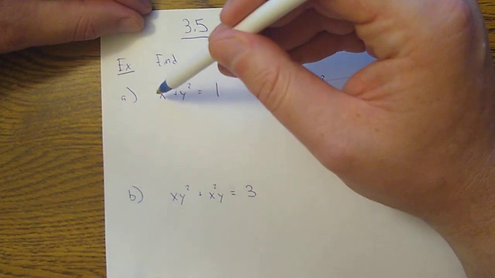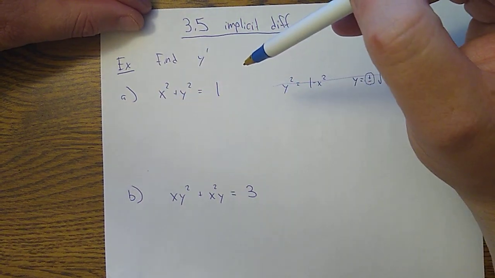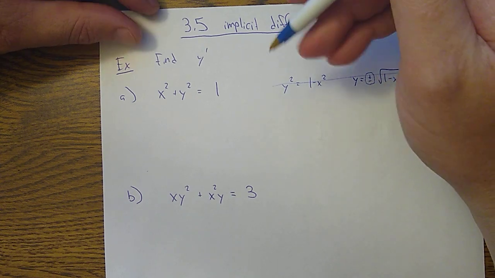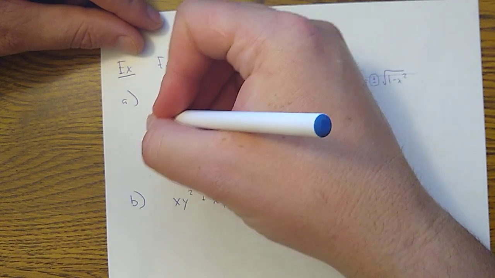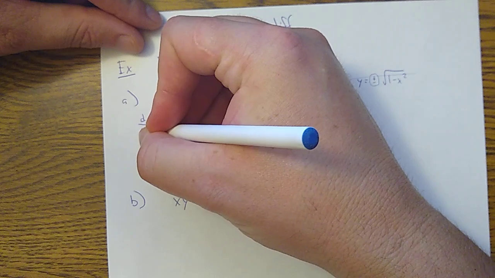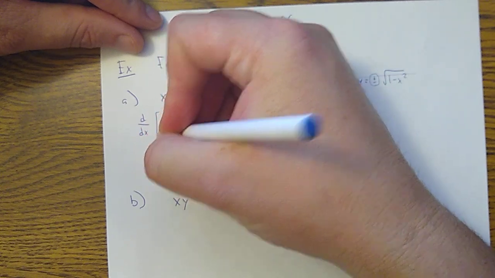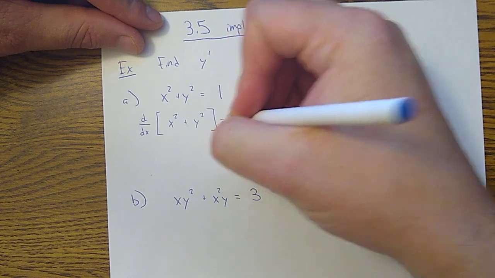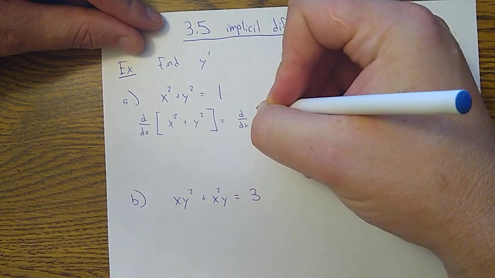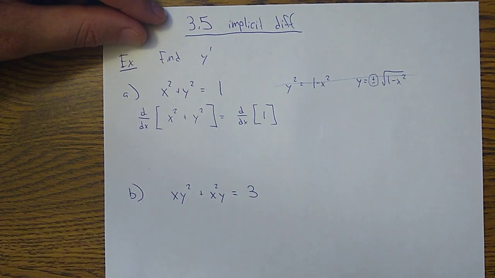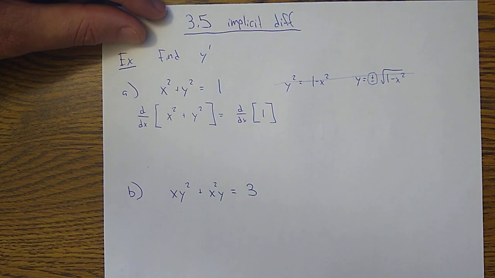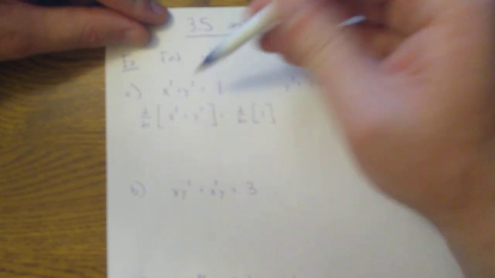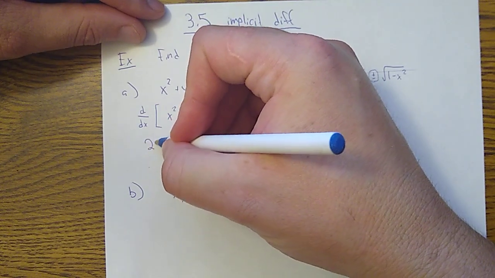Anyway, here's what you do. I'm going to take this equation, and I'm just going to take the derivative of both sides with respect to x. I'm literally just taking the derivative of both sides with respect to x. So the derivative of x squared, we know how to do that. That's just 2x.